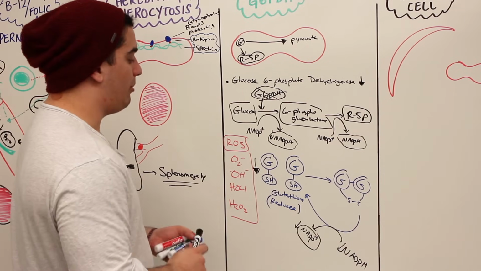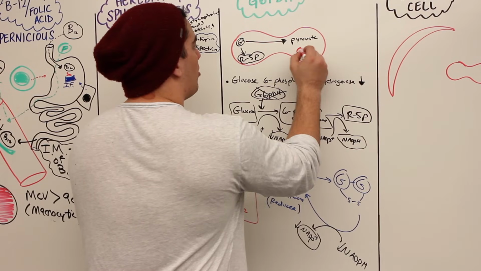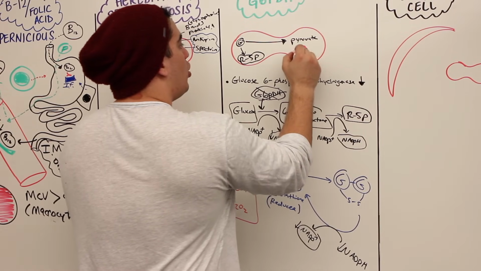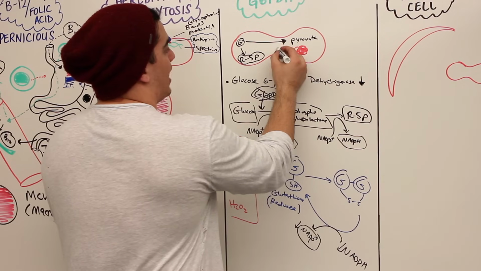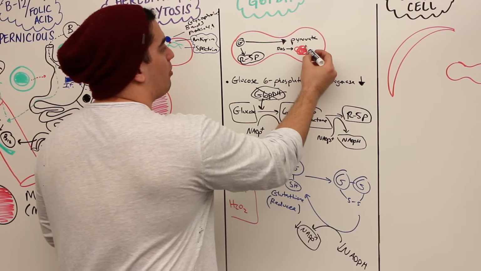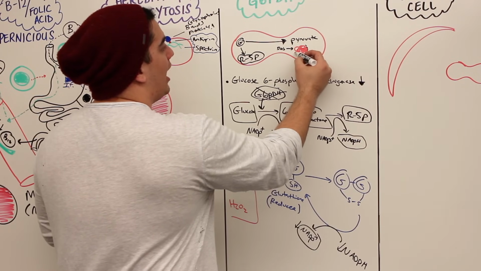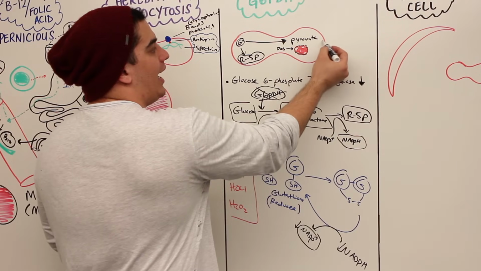They'll damage the hemoglobin. Imagine here I have a hemoglobin molecule right here. The reactive oxygen species will damage these, so it'll damage the actual hemoglobin, and the hemoglobin will start precipitating. And when it starts precipitating, it actually goes and binds on to the actual inner cell membrane.